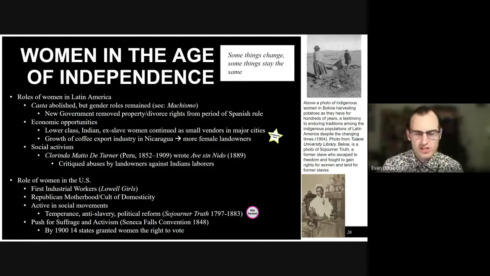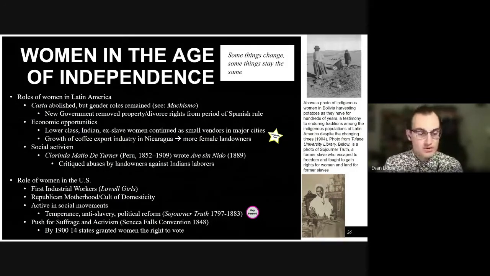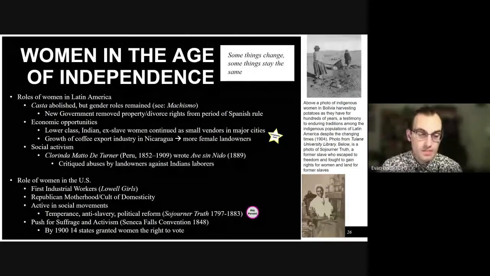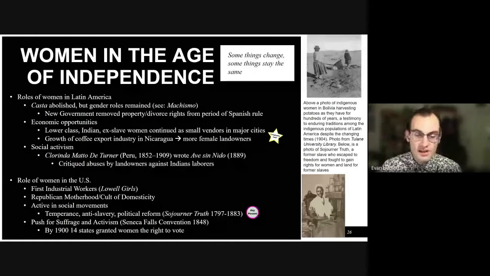So one study showed that in Nicaragua, the growth of the coffee export industry in the late 1800s actually resulted in more female landowners than male landowners in that particular part of the world. And women also took part in social activism in both the United States and in Latin America. Clorinda Matto de Turner, famous writer from Peru, wrote several books that critiqued the abuse by landowners against their Native American laborers, and in general advocated for better treatment of the Native Americans.